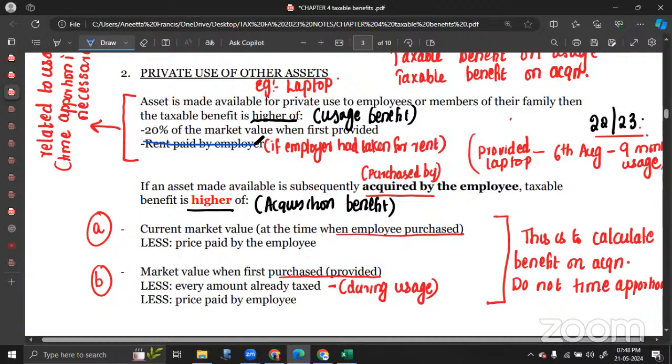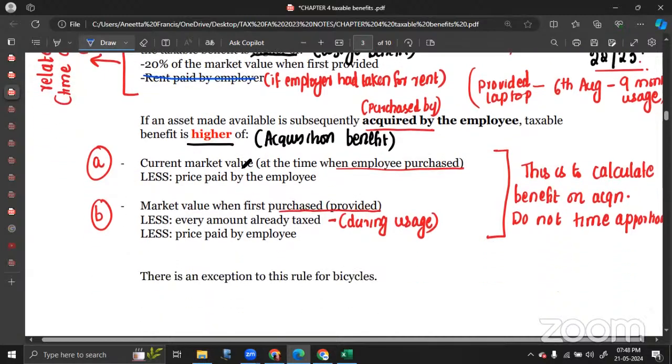In certain circumstances, the employee will be given the asset for free or as a gift. You will have to calculate the acquisition benefit there. In that circumstance, acquisition benefit is higher of the current market value at the time when the employee purchased minus any price paid by the employee. So in certain cases, the employer will give the asset free to the employee. In that situation, you just take the market value. There is no price paid by the employee.